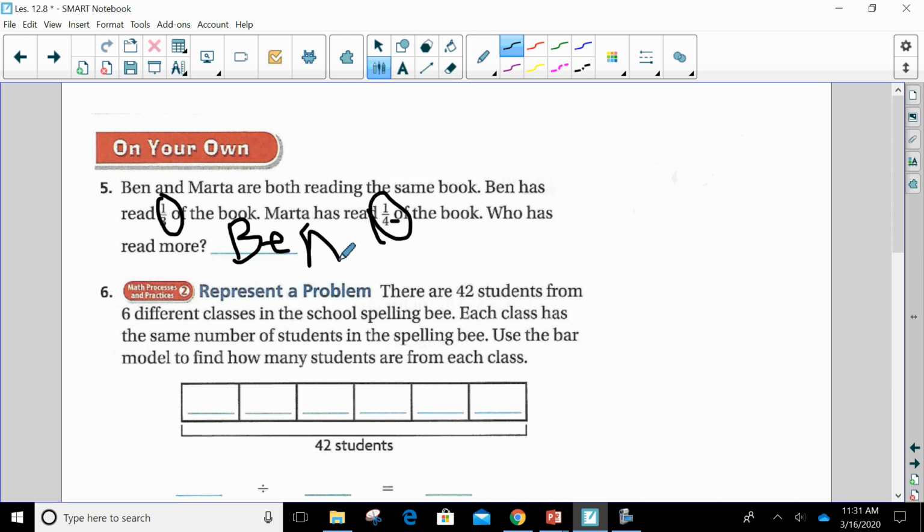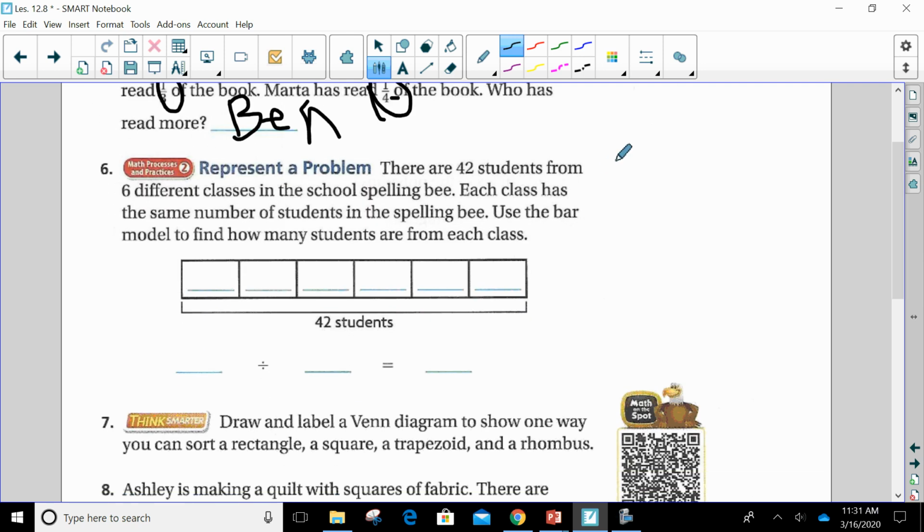Okay, all right, number 6. There are 42 students from 6 different classes in a school spelling bee. Each class has the same number of students in the spelling bee. Use the bar model to find out how many students are in each class. This on your own must be a spiral review. So there are 42 students, that's your total number, and we have 6 classes: 1, 2, 3, 4, 5, 6. Each class has the same number.